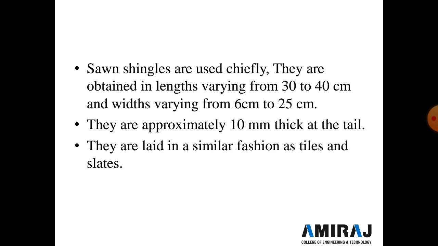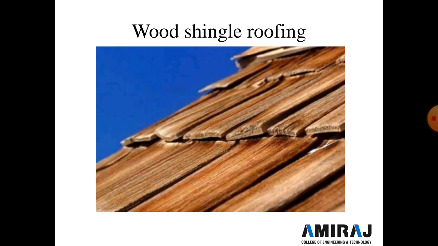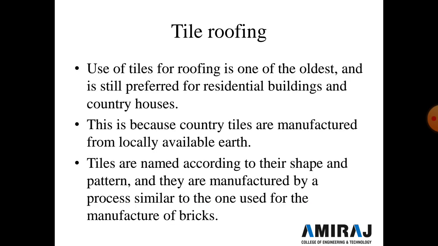Sawn shingles are used chiefly. They are obtained in lengths varying from 30 to 40 centimeters and widths varying from 6 to 25 centimeters, and they are approximately 10 mm thick at the tail and laid in a similar fashion to tiles and slates. Here in wooden shingle roofing, wooden sheets are fixed on top of the structural members.